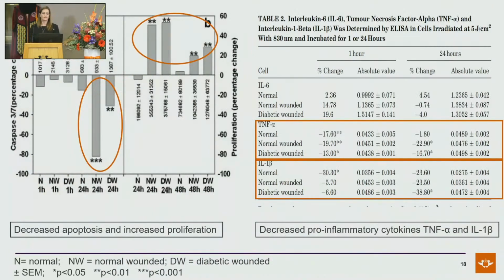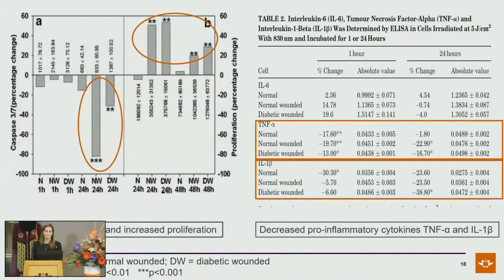On the left-hand side of the graph, the results show that irradiation resulted in decreased caspase 3/7 activity, or decreased apoptosis. On the right-hand side of the graph, we can see that there's an increase in proliferation and viability in the wounded models. There is also a decrease in pro-inflammatory cytokines, tumor necrosis factor alpha and interleukin-1 beta, as you can see in the table on the right.